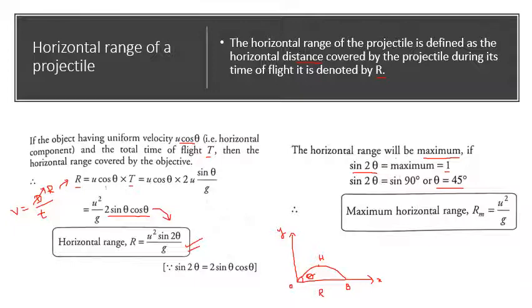So R M, maximum horizontal range, look at the suffix, M will be there. Maximum horizontal range R M equal to u squared by g. So what did we get? The horizontal range formula is R equal to u squared sine 2 theta by g, and the maximum horizontal range is R M equal to u squared by g.